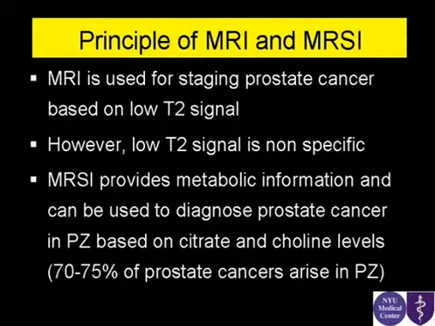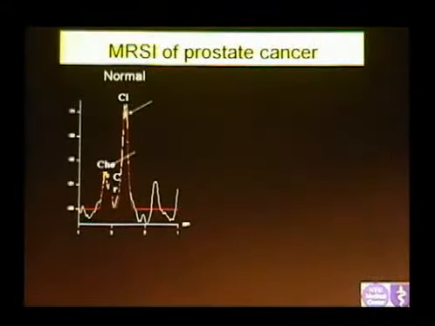So spectroscopy provides metabolic information on top of the anatomical information, and it can also increase your confidence in calling a region cancer, basically, if you know a little bit the technique and the limitations, of course. And spectroscopy is based on elevation of choline and decrease of citrate.